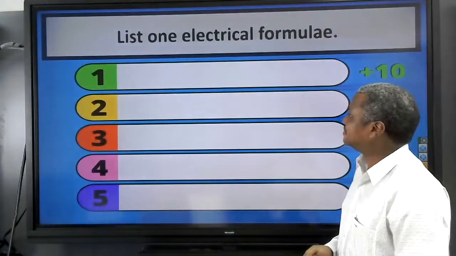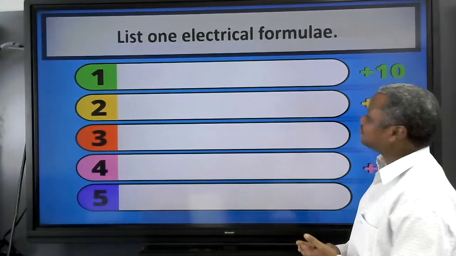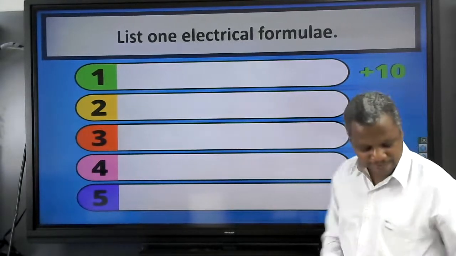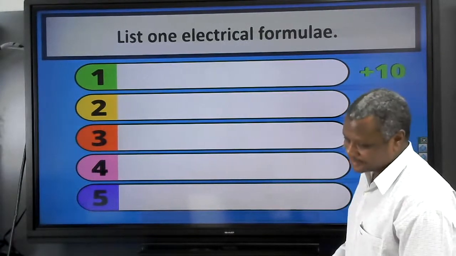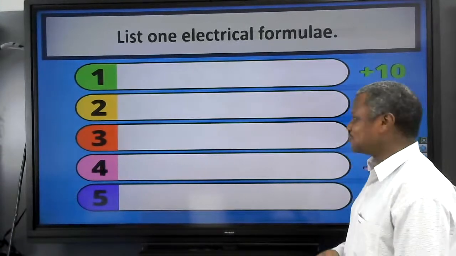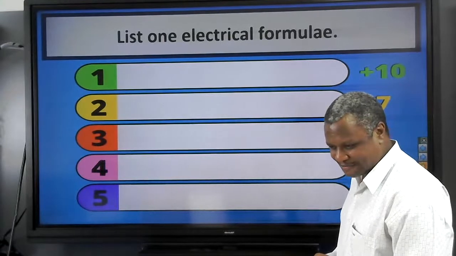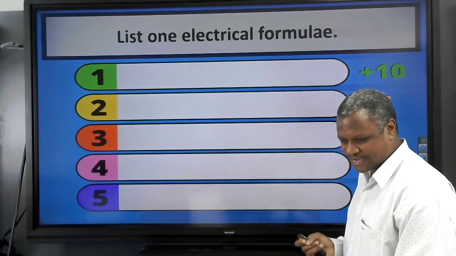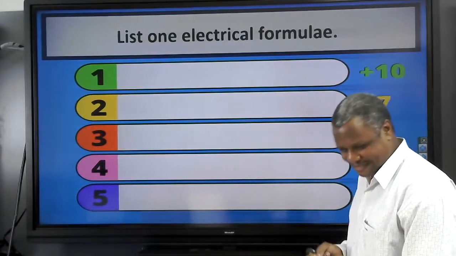This one is also not so hard. List one electrical formula. Some of them we have learned, some of them I think you have learned already. Okay, you can see some of you are so quick. Number 10, V equals IR, correct. Then P equals IV, power, that's correct. P equals IV, perfect. V equals IR, correct.